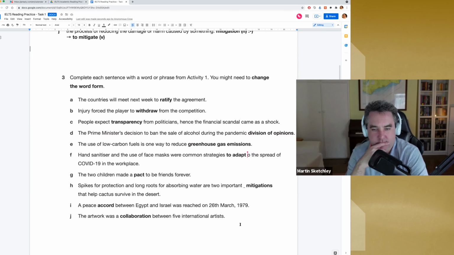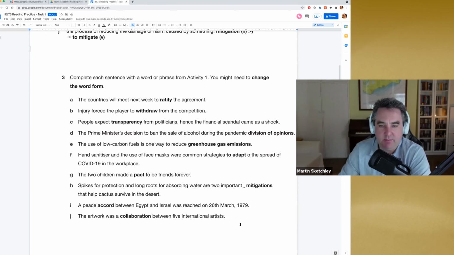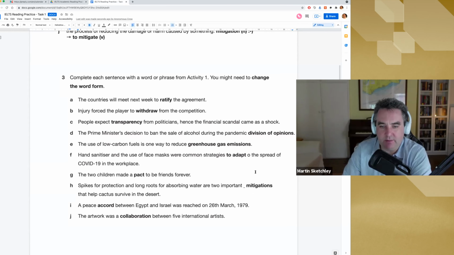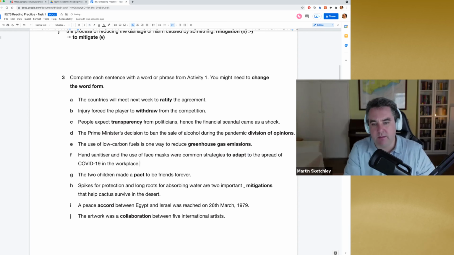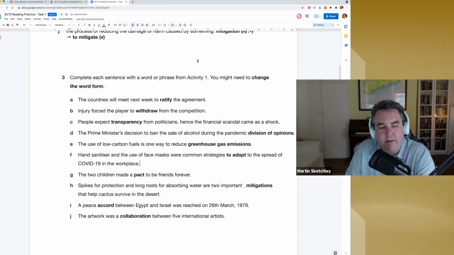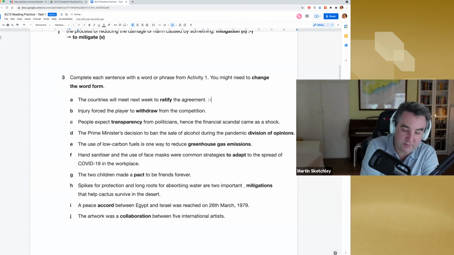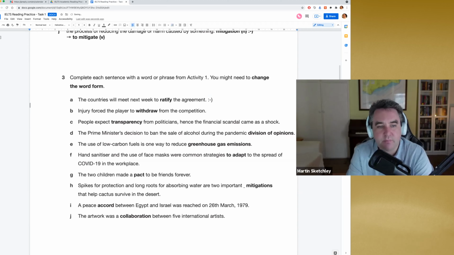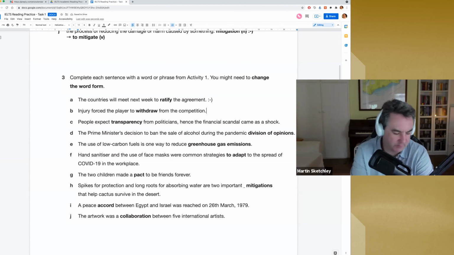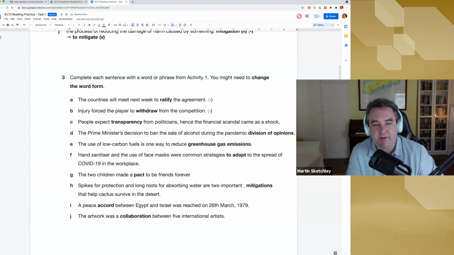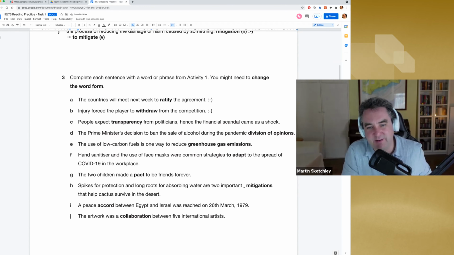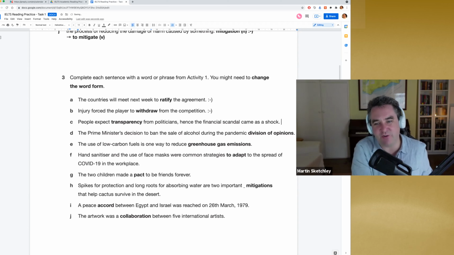Okay, all right. So, well done. Okay, let's go through each of these. So the countries will meet next week to ratify the agreement. That's good. Well done. Injury force player to withdraw from the competition. Good. People expect transparency from politicians, hence the financial scandal came as a shock.